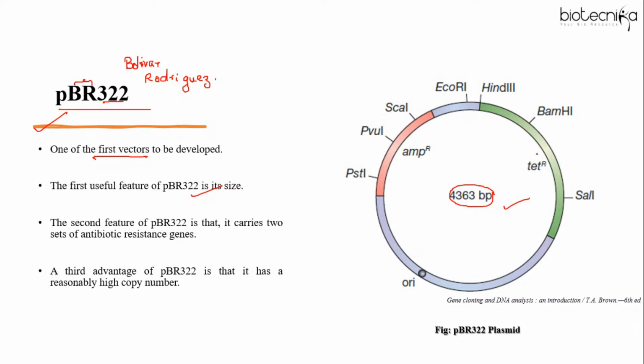The second feature is that it carries two antibiotic resistance genes. This is important because it helps in selection, right? Here you can see it has an ampicillin resistance gene and a tetracycline resistance gene, and it has a multiple cloning site present within these marker genes. The third advantage is that it has a high copy number. What is copy number? It refers to the number of molecules of the individual plasmid that are normally found in a single bacterial cell. And it also has an origin of replication. So it fulfills all the criteria, right?